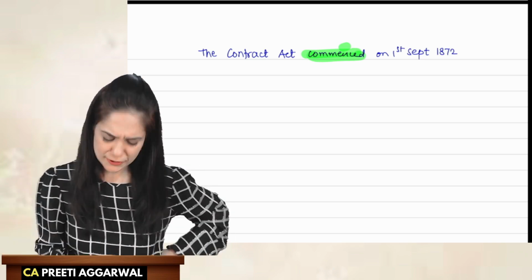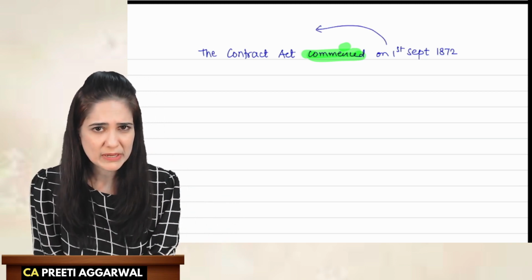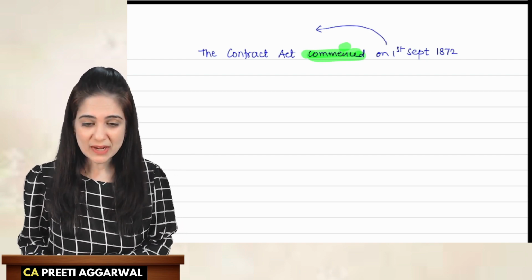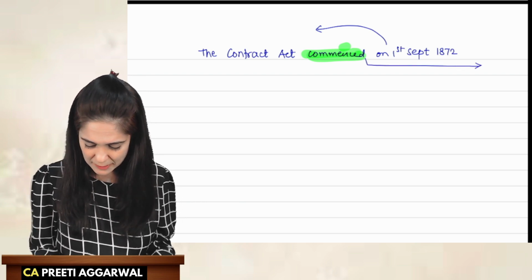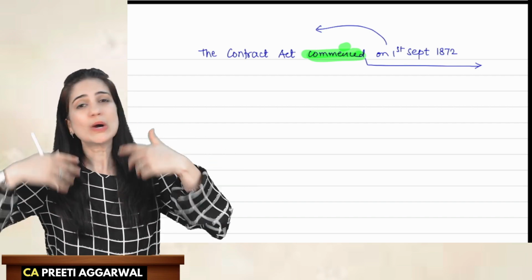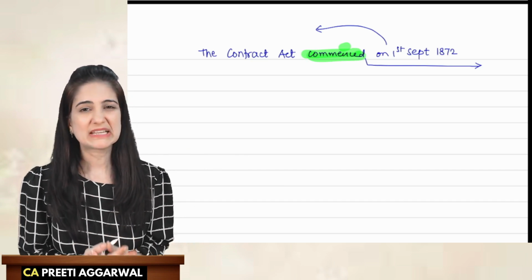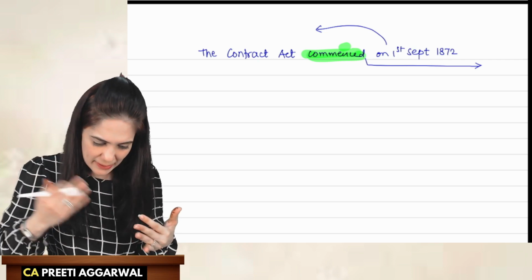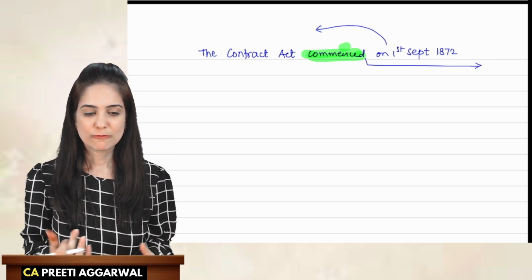Acha, what about the contracts which were entered into before 1st September 1872? Is the Contract Act not applicable? I have some doubt. Commencement, what does commencement mean? Does it mean that it will now apply only to contracts after 1st September? Or does it mean that because it has now come into force, all kinds of contracts, whether entered into before 1st September or after, will be covered by this act? There is some confusion. We tried to find the meaning of the word commenced in the Contract Act, but it is not defined. It's not defined. What should we do?